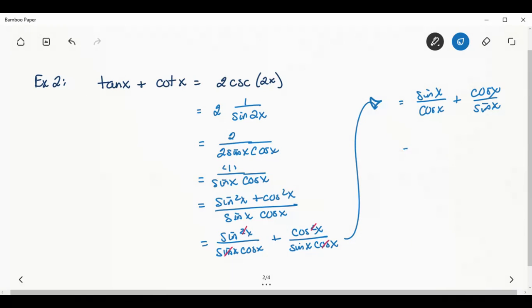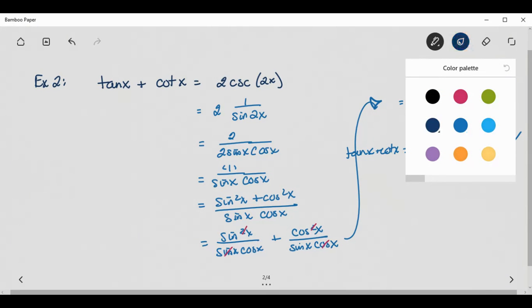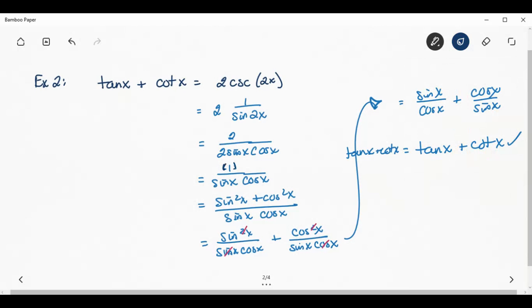These 2 fraction ratios we know in terms of tangent and cotangent. And that is what we wanted to begin with, tangent x plus cotangent x. And we're done. So the trickiest part here is in this step, where we want to take this 1 and rewrite it as sine squared plus cosine squared.